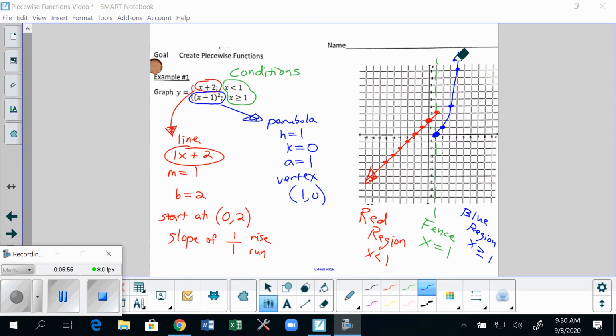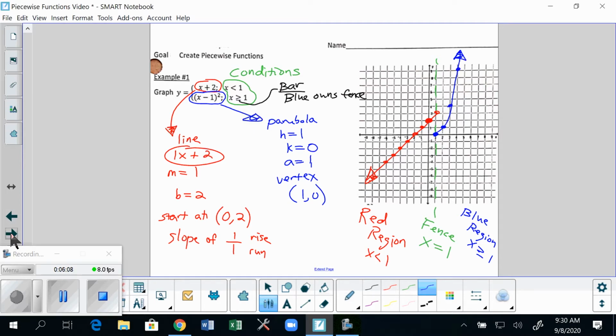Okay, now the last thing I want to talk about with the fence, I have my red region. The line exists in this red region. My parabola exists in this blue region. But what about the fence itself? Somebody needs to own this fence. Well, the way that's determined is by who has the equal to bar in their condition. You can see here that blue has the equal to bar as part of their condition. And so blue actually owns the fence itself.